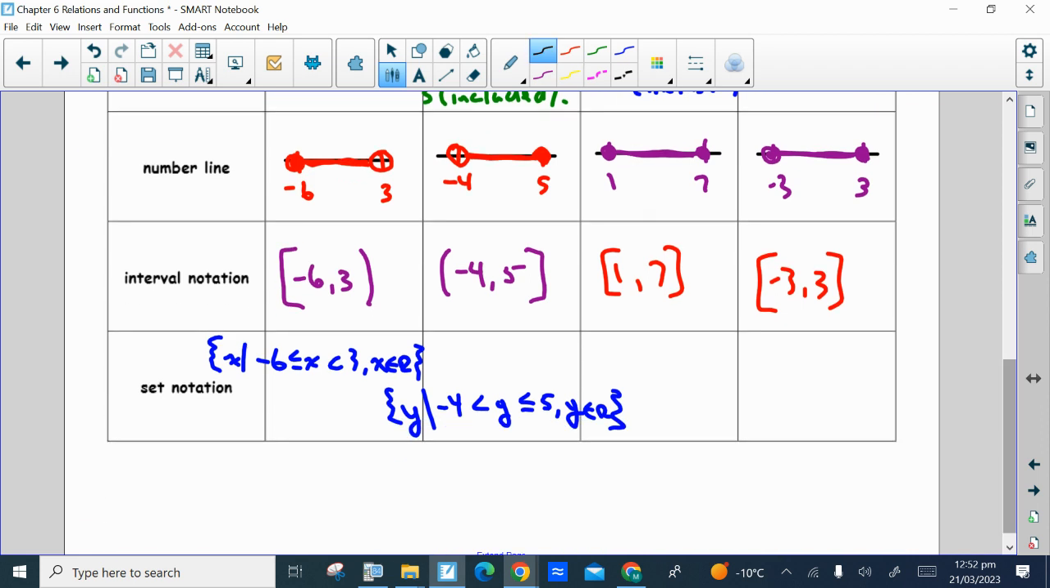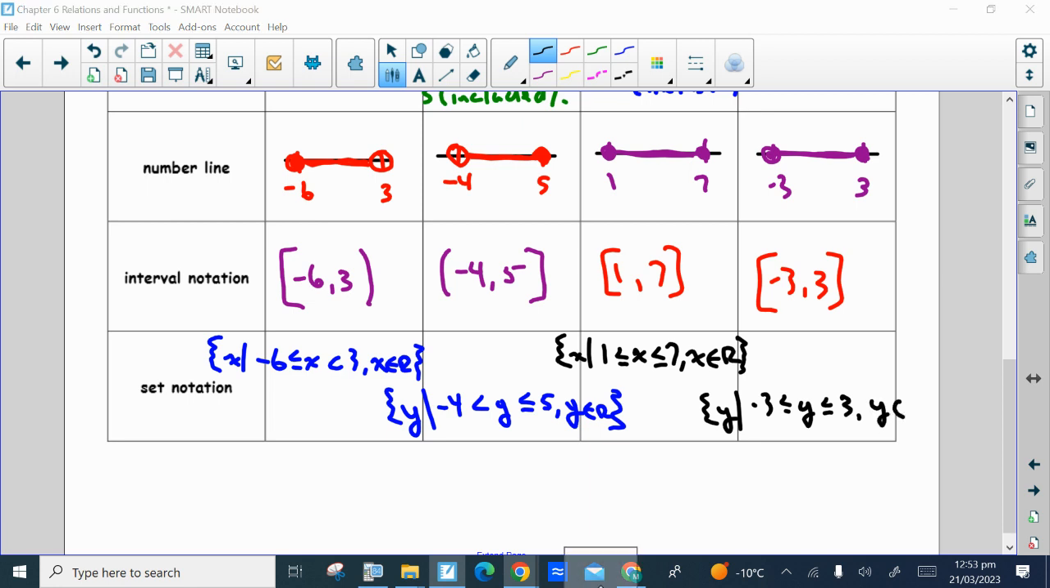Set notation. Remember, the domain involves the variable x, all values of x such that we would say x is greater than or equal to 1, less than or equal to 7. And again, it's all real numbers because the line is between the points. All fractions, all decimals, all integers between 1 and 7. Our range uses the variable y, all values of y such that y is greater than or equal to -3, less than or equal to +3. And again, y is an element of real numbers.